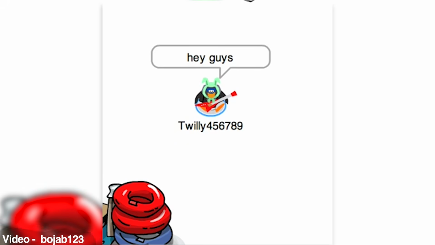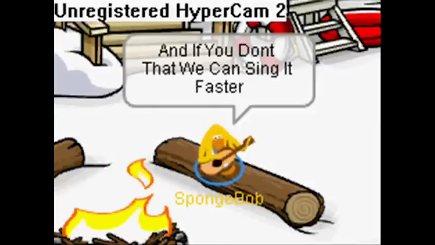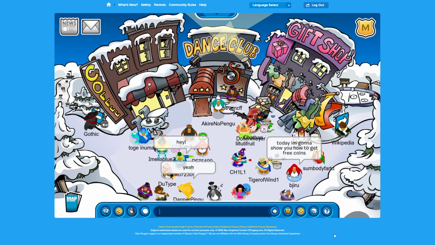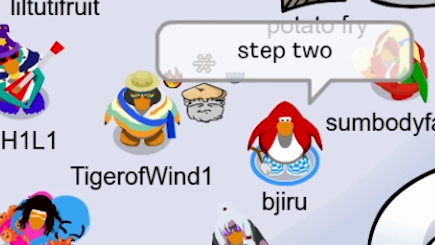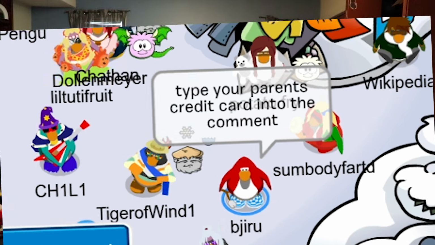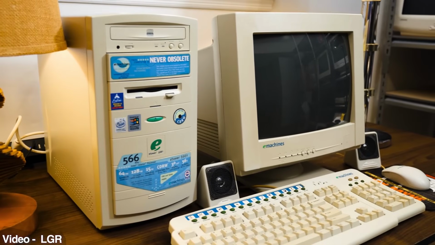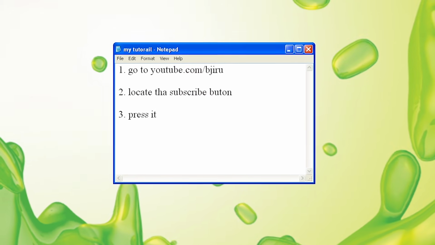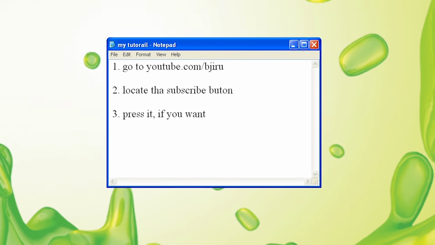Some of these Club Penguin tutorials, they wouldn't even bother with Notepad. They'd just type the instructions right into Club Penguin for everybody else in the server to see too. Everyone would be like, what's this guy talking about? Step 2. Type your parents' credit card. Point being though, for quite a while, this was a pretty common way to make tutorials on YouTube. Computers back in the day didn't always come with microphones or webcams. So for a lot of people, this Notepad document was the only way to convey the information they needed to.